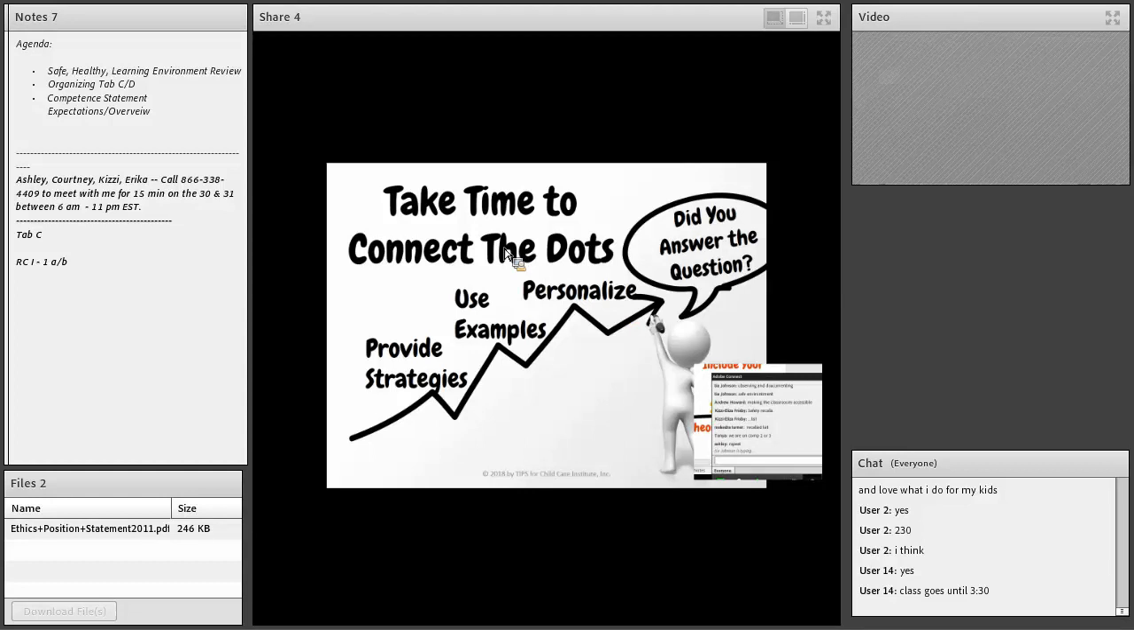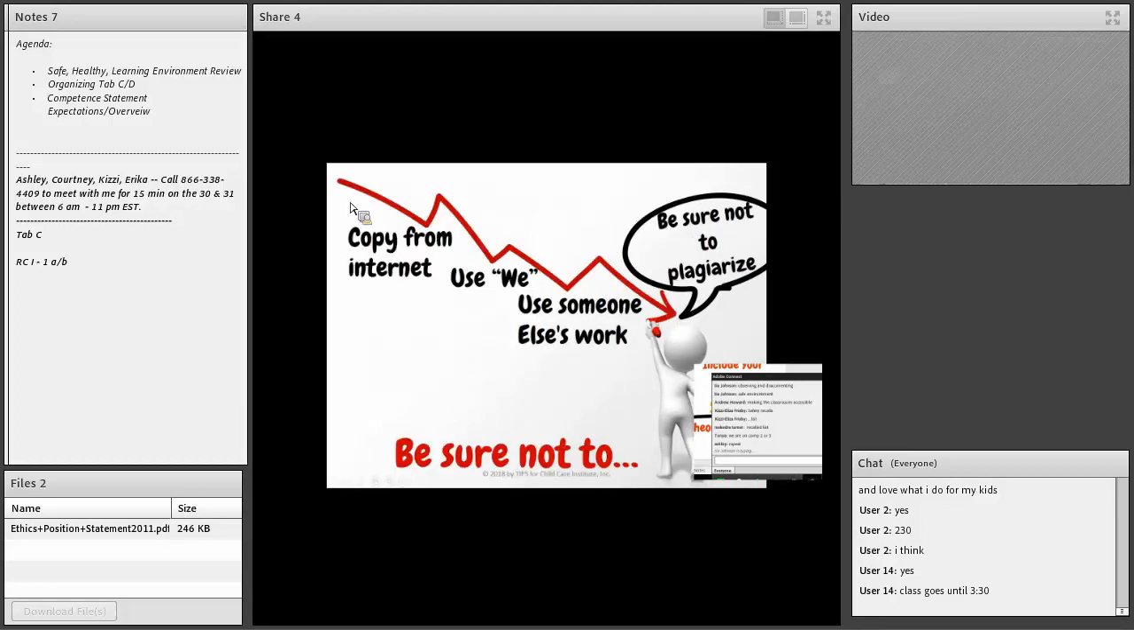And also make sure that you answer the question. Go back through the statements to see, did you answer the question? Sometimes people do a lot of writing, but they've never answered the actual question. So really, really reflect on your statements. And this is going to be available to you guys.